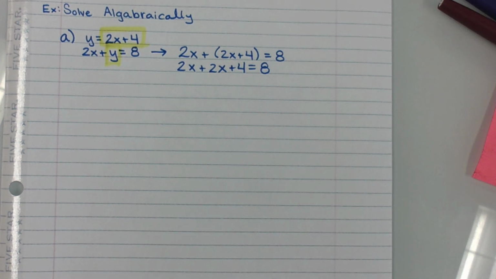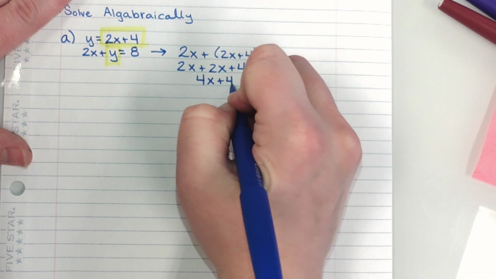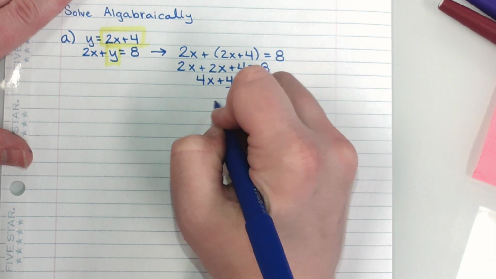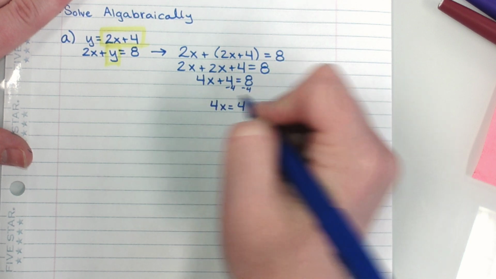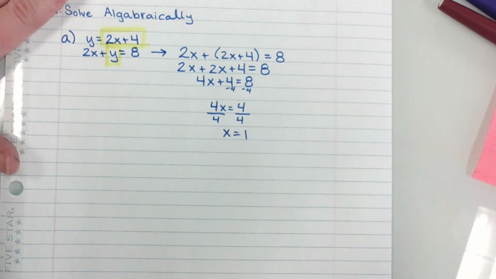How do I solve 2x plus 2x plus 4 is equal to 8? Putting the like terms together. Simplify by combining my like terms. 2x plus 2x is 4x. Subtract this 4. 4x is equal to 4. Divide by 4. X is equal to 1.